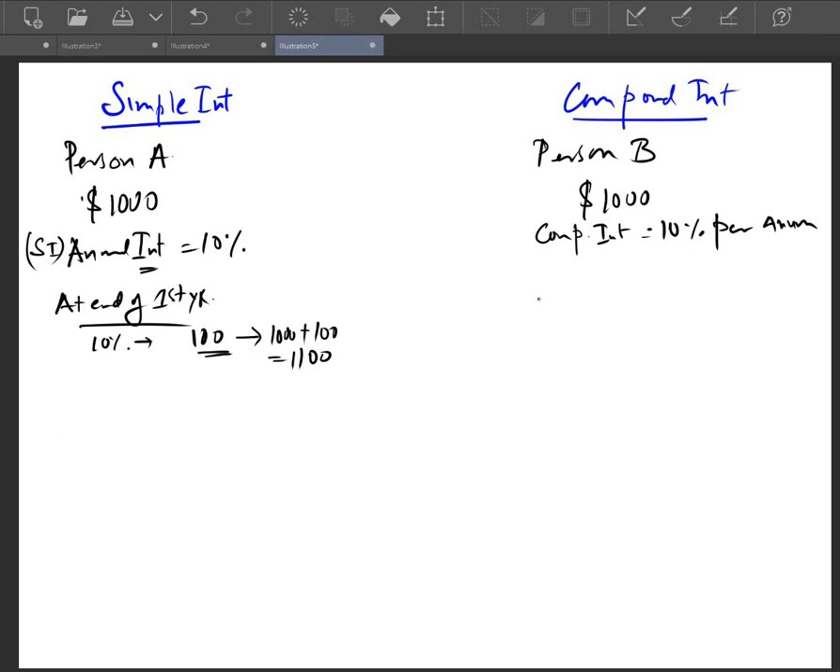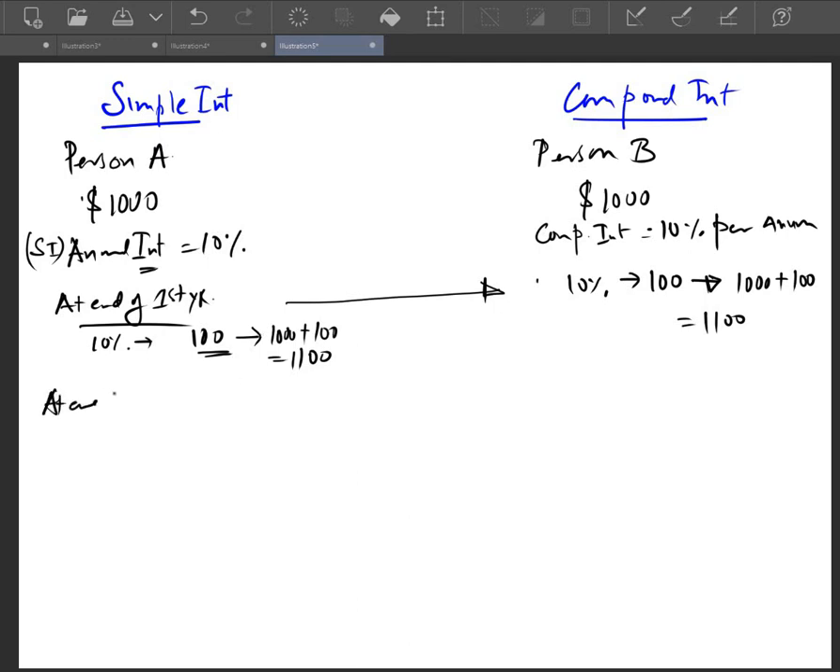Exactly the same happens to this person as well. So at the end of first year, here, he's paid the interest at 10%. So he also earns $100. And this person's had 1,000 in it, and 1,000 plus 100 becomes $1,100. So both at the end of first year sit at the same balance. Now the real magic starts to happen from the second year onwards.